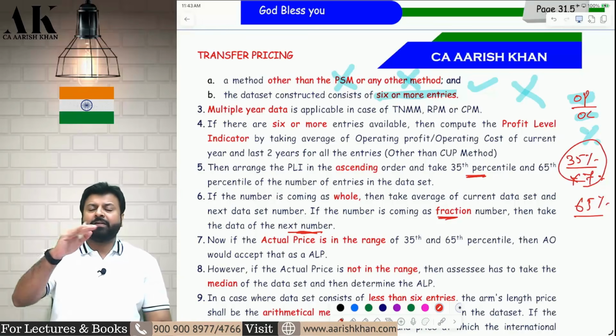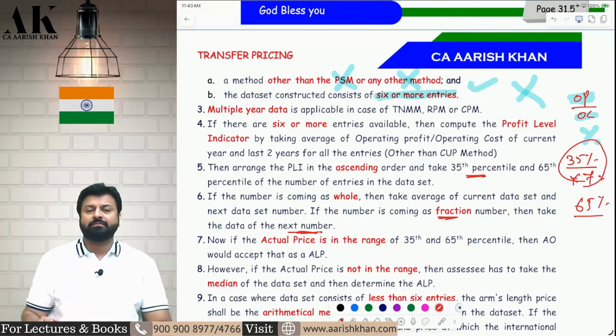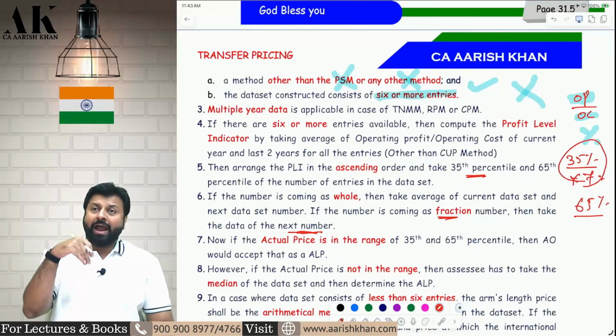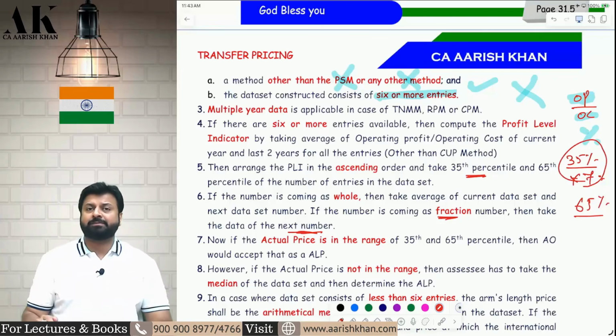Median means 50% of 7. Again, 50% of 7 is 3.5. It is a fraction. Go to the next number. Next number is 4. Add 4. You have laid down 7 items. Add 4. Whatever is the percentage, that will be your arm's length price.